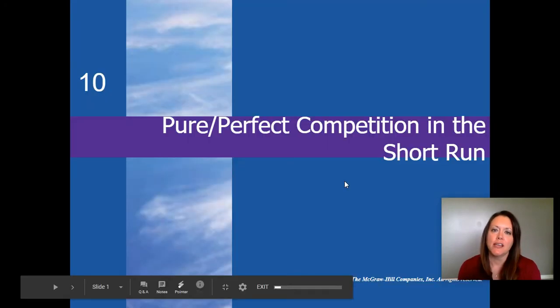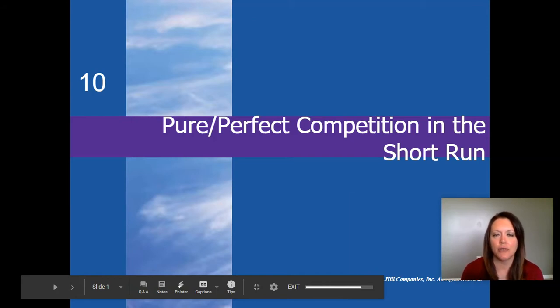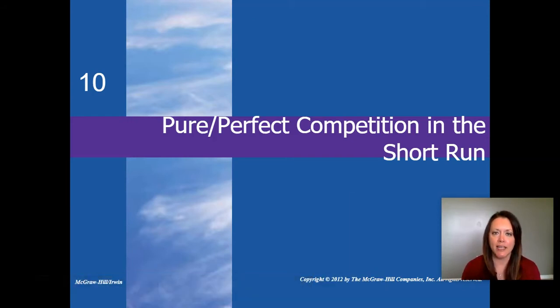So, our topic today is perfect competition in the short run. And you should have covered chapter 9 at this point already. You learned the difference between short run and long run. Short run is that time horizon where everything is variable except you have a fixed plant size. Long run is the time frame in which everything is variable.